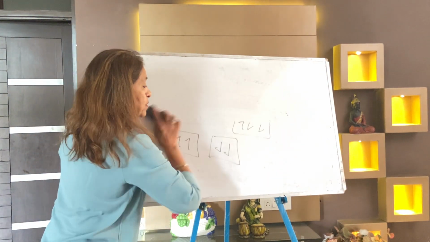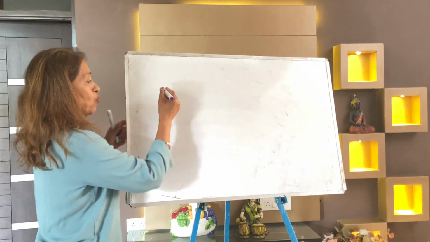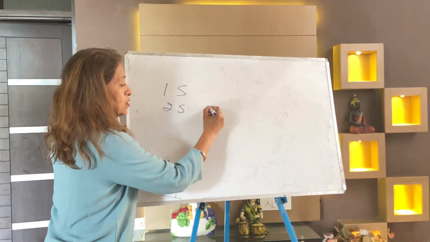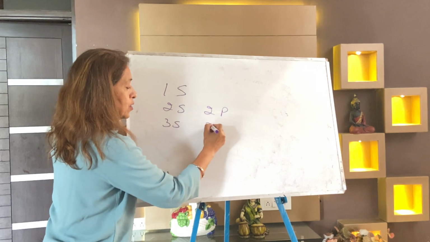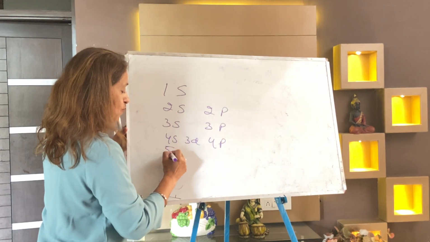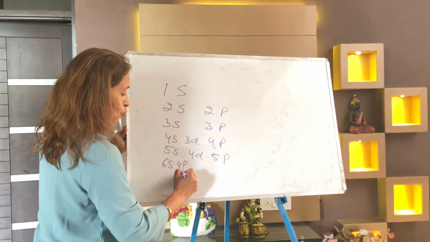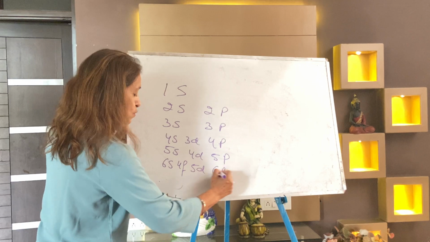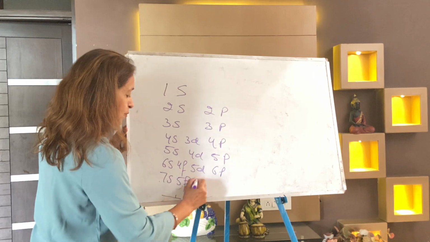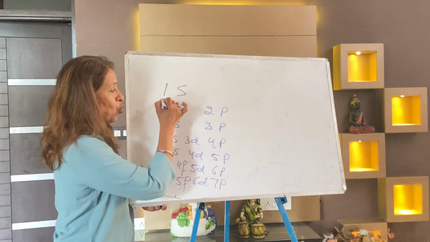Second is Aufbau principle. According to Aufbau principle, electrons are filled in the order: 1s, 2s, 2p, 3s, 3p, 4s, 3d, 4p, 5s, 4d, 5p, 6s, 4f, 5d, 6p, 7s, 5f. Always follow this order. Always. You go like this.